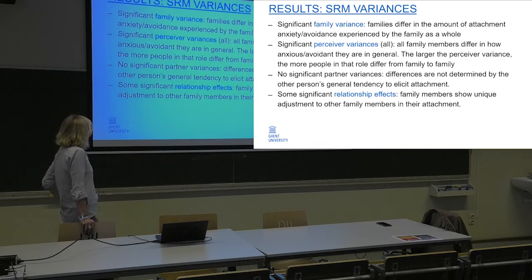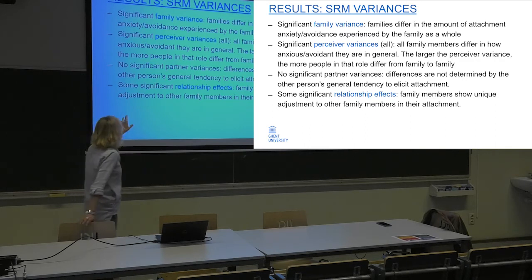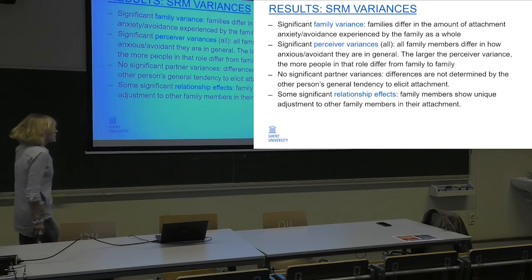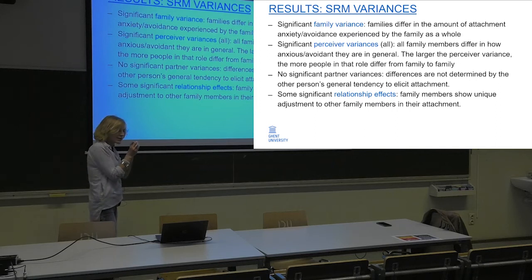There's no significant partner variance or target variance. Differences are not determined by the other person's general tendency to elicit attachment, what you would expect with small children, but no longer with adolescents. And there are some significant relationship effects. Family members show unique adjustment to other family members in their attachment. Remember that we also had the attachment between siblings and between parents.